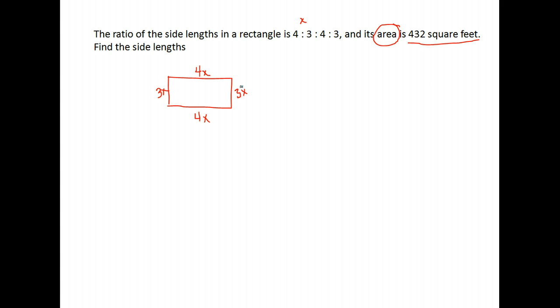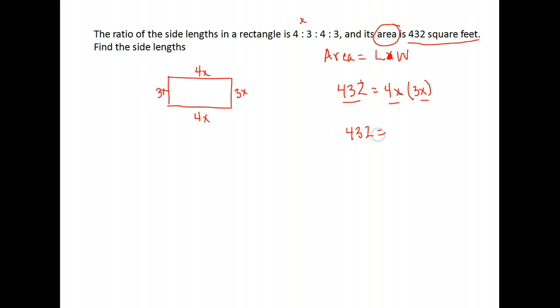So how do we find the area of a rectangle? Remember? The area of a rectangle is the length times the width. So here we have a length and width of 4x and 3x. Our area is supposed to be 432 square feet. Our length is 4x. Our width is 3x. So we have length times width equals the area.